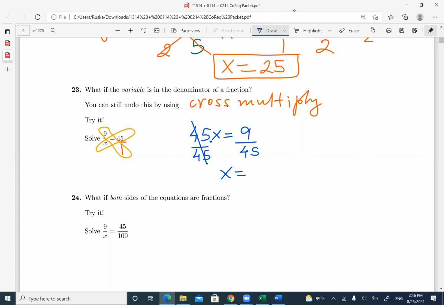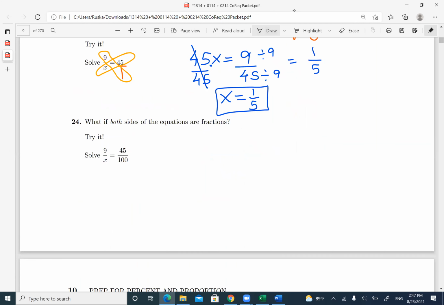Now here you can divide by 9 up and down. You can reduce this. So 9 divided by 9 is 1, 45 divided by 9 is 5, right? So it's going to be 1 over 5. That's how you reduce it. You can divide by the same number up and down. But the answer is 1/5. Okay, let's do the next one the same way.